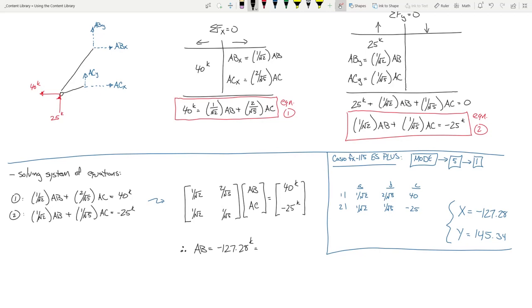It's in compression. That's why at the beginning we just assume everything is tension. So if we get a negative answer, we know it's in compression. So 127.28 kips in compression. And then AC is positive 145.34 kips, or 145.34 kips in tension.